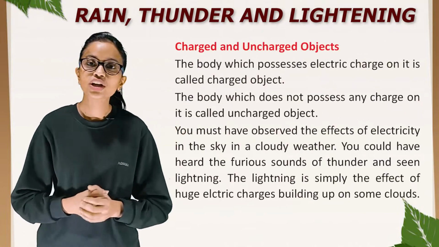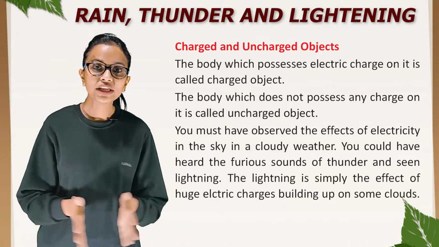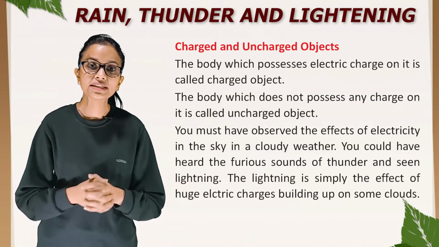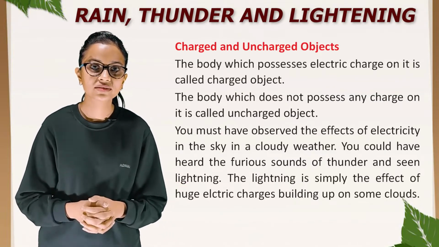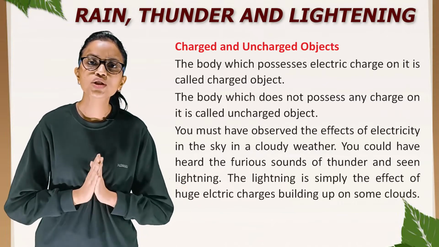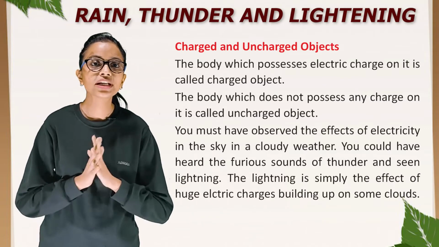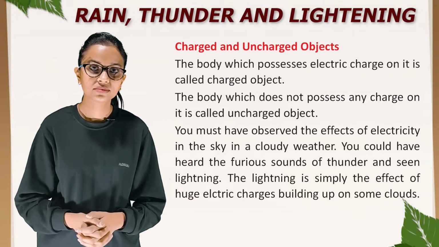Charged and uncharged objects. The body which possesses electric charge on it is called a charged object. The body which does not possess any charge on it is called an uncharged object.